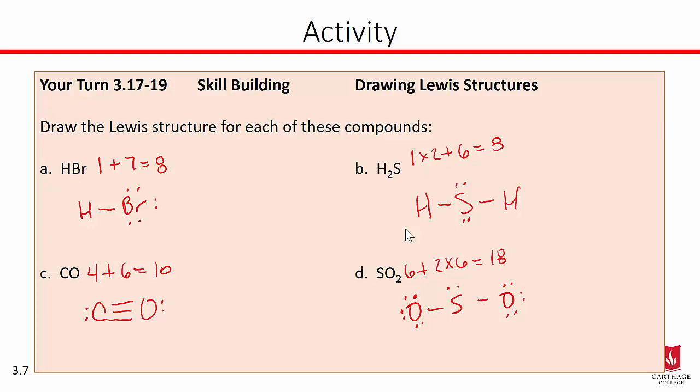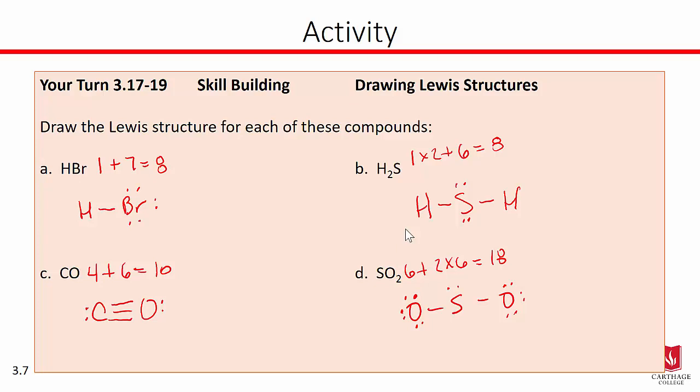So double check here. 18 electrons drawn total. 2, 4, 6, 8, 10, 12, 14, 16, 18. Then I check the octet. 2, 4, 6, 8 for oxygen on the left. That's good. 2, 4, 6, 8 for oxygen on the right. That's good. 2, 4, 6. Only 6 for the sulfur atom. Okay, and I need 8 to meet the octet rule.